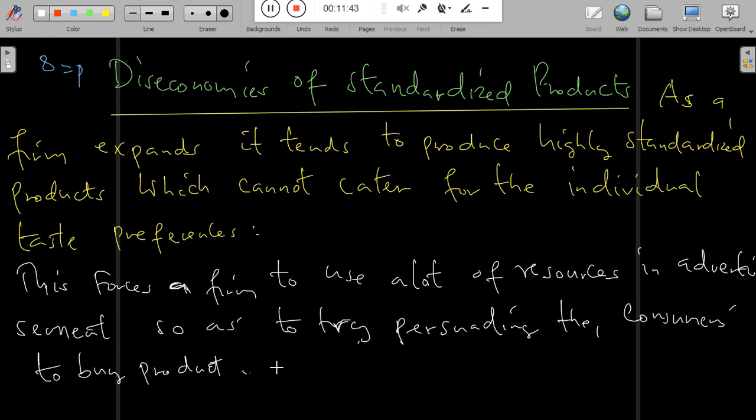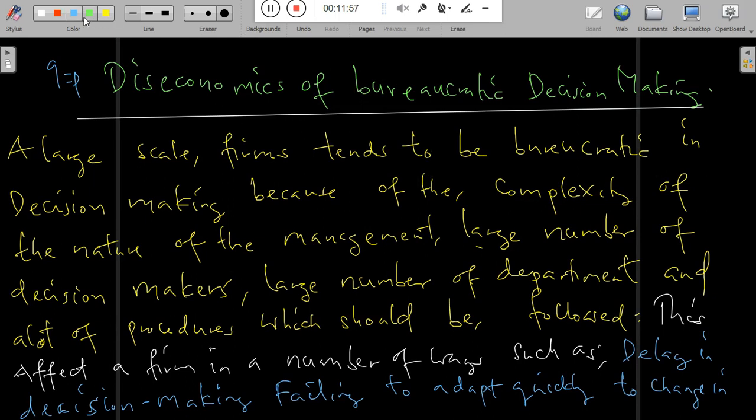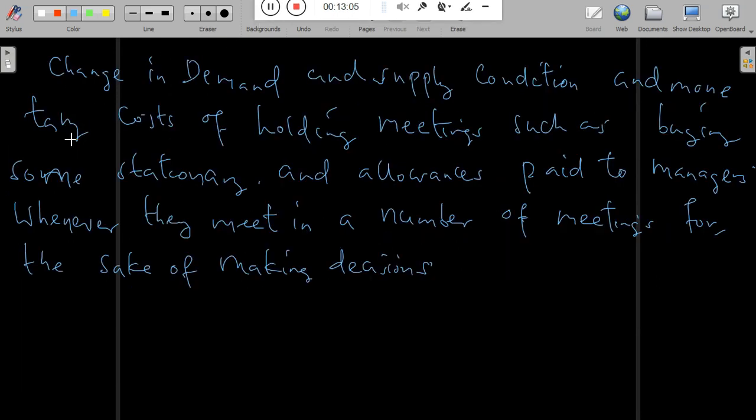But also the last factor we are going to discuss here is diseconomies of bureaucratic decision making. Large scale firms tend to be bureaucratic in decision making because of the complexity of the nature of the management. Large number of decision makers, large number of departments, and a lot of procedures which should be followed. So this affects the firms in a number of ways, such as delay in decision making, failing to adapt quickly to changing demand and supply conditions, and the monetary cost of holding meetings, such as buying stationery and allowances paid to managers whenever they meet in a number of meetings for the sake of making decisions. So these costs are incurred because of diseconomies of scale.